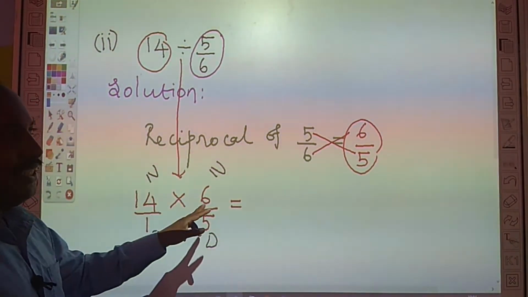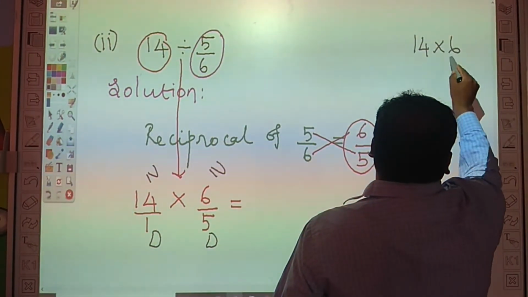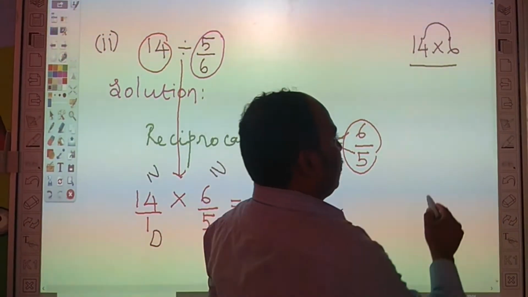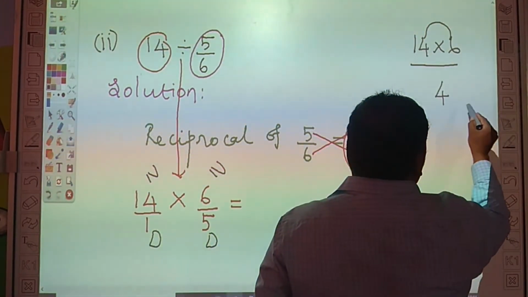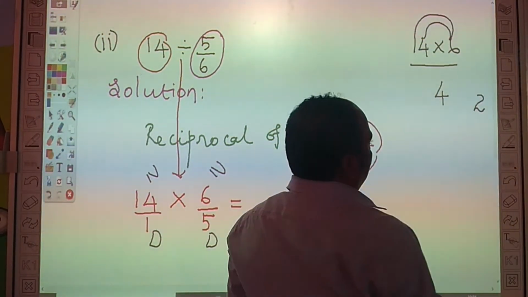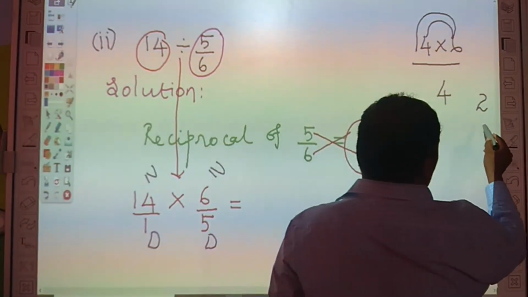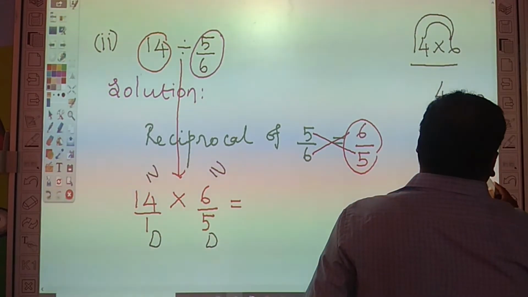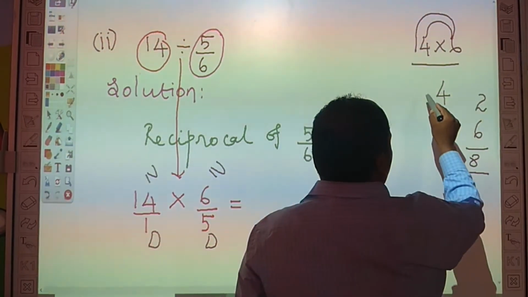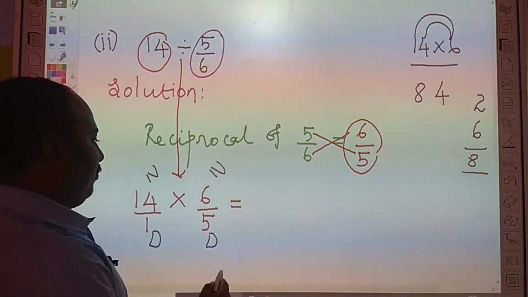Here numerator, 14 into 6. 4 into 6, 6 4s are 24. 4 remaining 2. Next we multiply 6 into 1. 6 into 1 is equal to 6. So we add two numbers already. 2 plus 6 is equal to 8. So 14 into 6 is equal to 84.